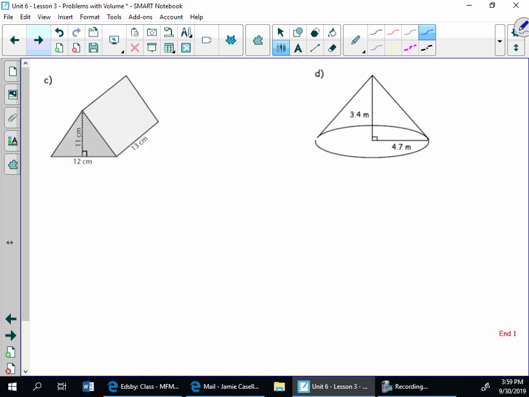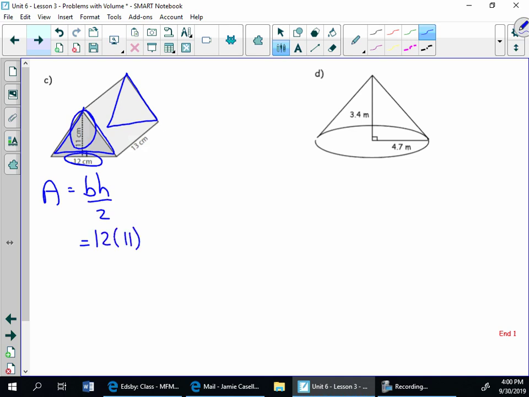Okay, next shape. It looks like a tent. So we've just got a triangle in the front and one in the back. So two of the same things means it's a triangular based prism. Our formula is base times height divided by 2. So my base and my height, they meet at the right angle, and I can see the right angle. I'm going to erase some stuff here. Here's my right angle, right there. Divided by 2, we get 66. My volume, base times height.